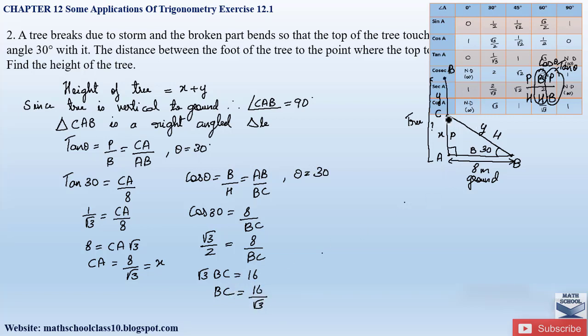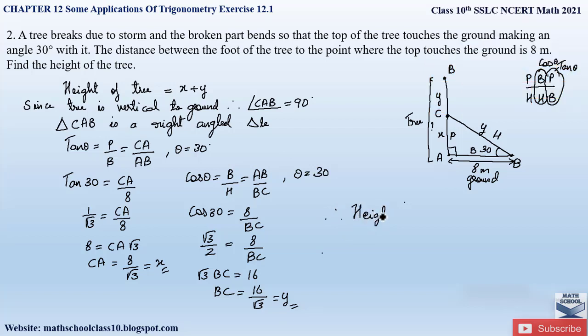Now here, what is BC? BC is nothing but equal to y, right, from the figure. So by adding x plus y, we are going to get the height of the tree, right? So therefore, let us add. Height of the tree is equal to x plus y, where x value is 8 by root 3 plus y value is 16 by root 3. Here, since the denominators are same, we can add the numerators. So 8 plus 16 is 24 divided by root 3, right?